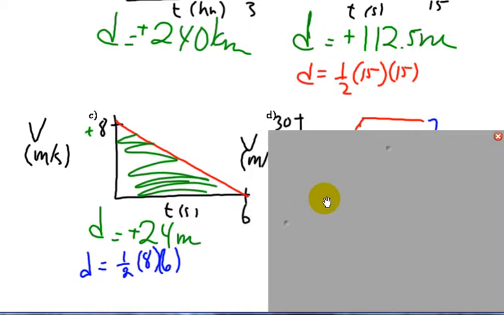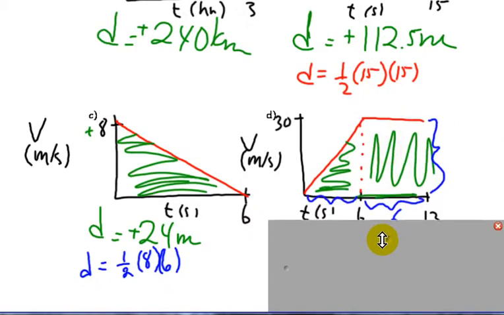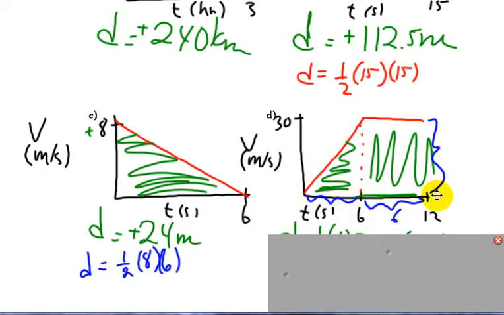Okay, if you had a chance to do that, again, we have a triangle here. So 1/2 the base multiplied by the height, 1/2 of 6 times 8 plus 24. Notice I put the sign in front of this too, indicating that it is a positive movement. In this last case here, we have both. We have a region in which we're going from 0 to 30 meters per second, then staying at 30 meters per second. So think of that as two separate cases. We have a triangle and we have a rectangle.